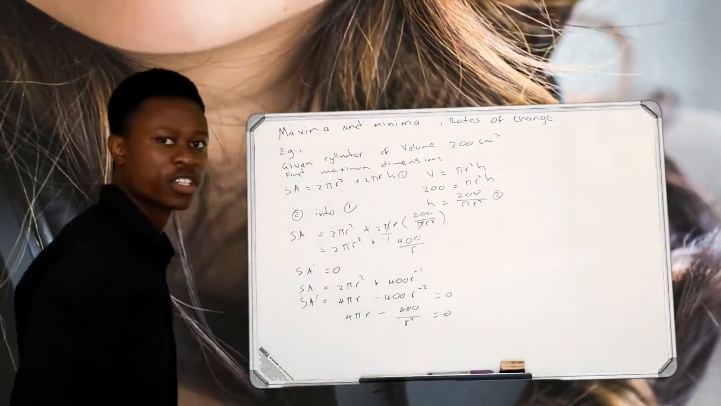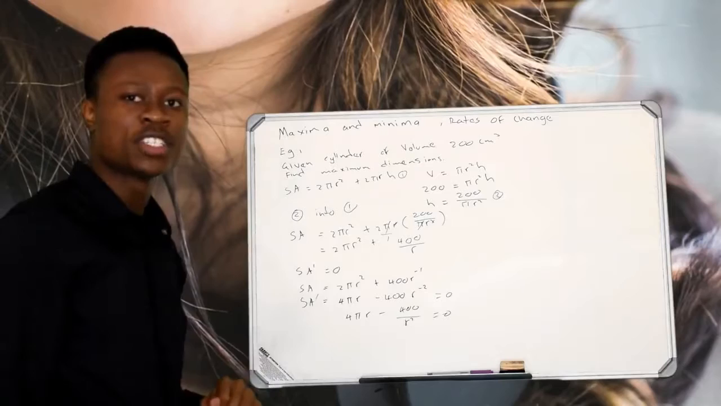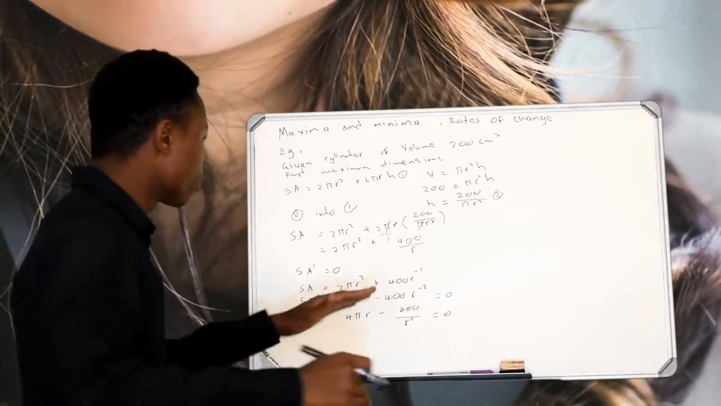How do I solve for this? What I think I should do first is get rid of all the fractions. How do I get rid of all the fractions?